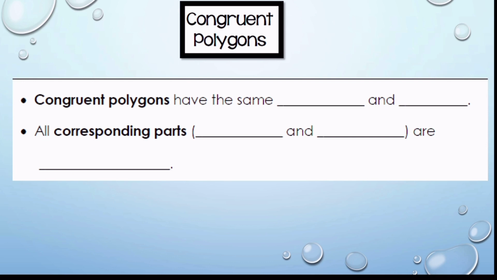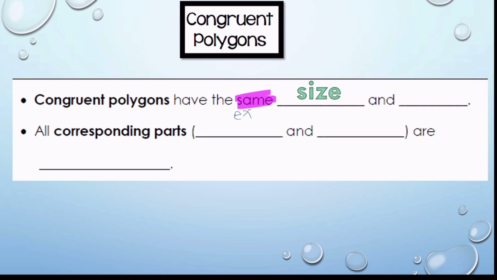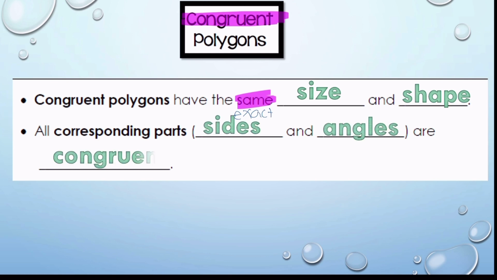So this brings us to what we really need and what we're going to really work with within this unit, which is congruent polygons. A congruent polygon has the same, and when I say same, I mean the same exact. So it would be in your best interest to write exact same size and shape. They are only congruent if they have the same size and shape. What that means is all corresponding parts, their sides and their angles, are congruent.